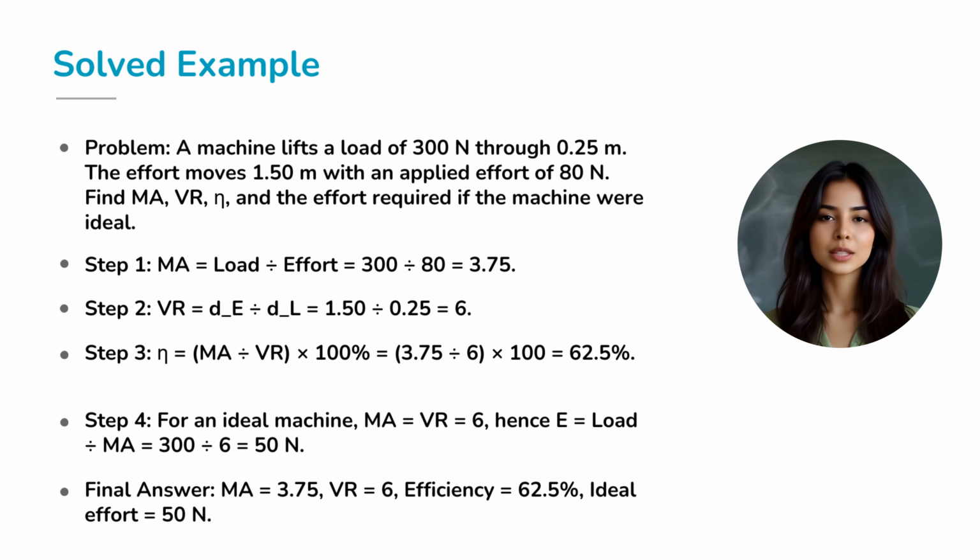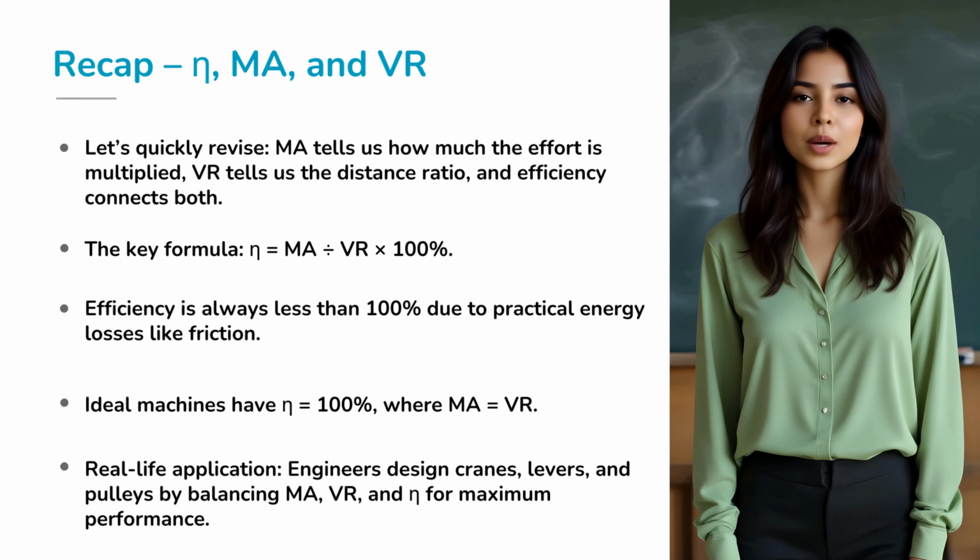Finally, in an ideal machine, the mechanical advantage equals the velocity ratio, which is 6 in this case. The ideal effort would then be the load divided by the mechanical advantage, or 300 divided by 6, which equals 50 newtons. Let's wrap up.